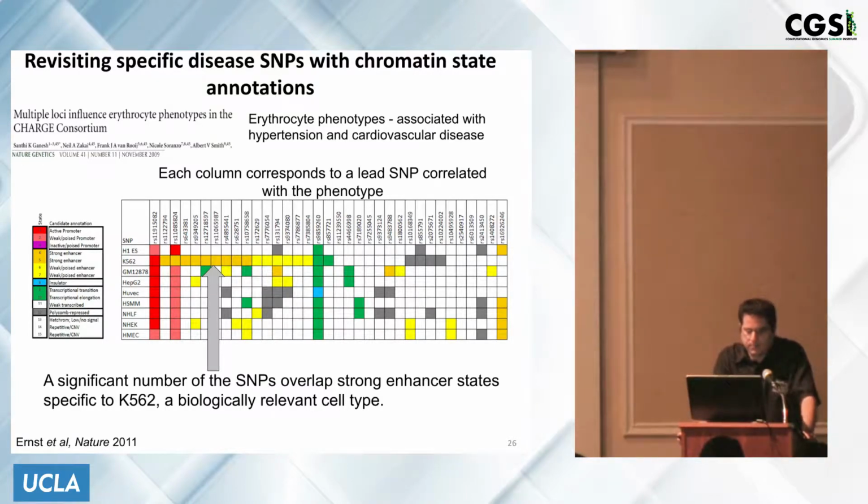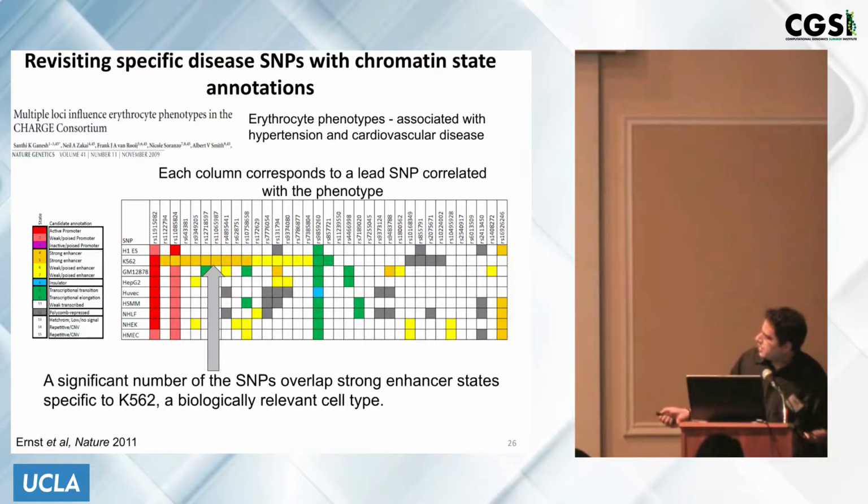So one of the applications of this is for interpreting disease-associated variants. When we did this work at the time, there weren't too many genome-wide annotations available. So there were questions about why all these non-coding GWAS hits were falling into these non-coding regions. So we started to revisit some of these GWAS hits, and this is an example looking at erythrocyte phenotypes associated with hypertension and cardiovascular disease.